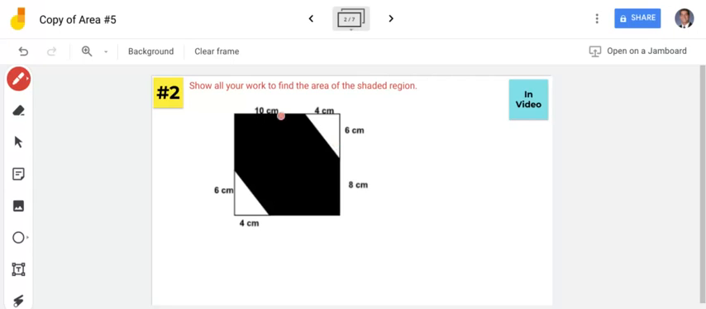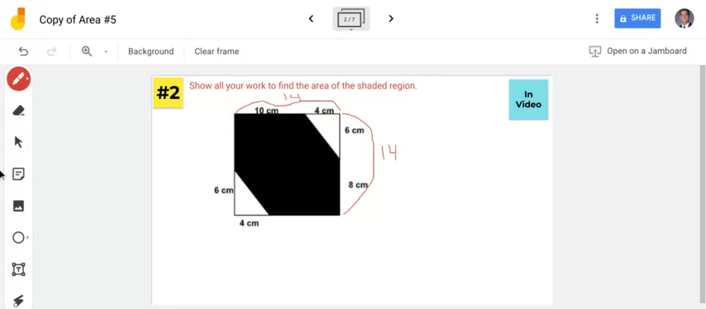Number 2, find the area of the shaded region. So I want this shaded region right here. First, how far is it from here all the way to here? From here to here is 10, and from here to here is 4. So this entire side must be 14, right? 10 plus 4 is 14. Also, from here to here, if it is 6 and then 8 more, that is also 14. So it looks like this is a 14 by 14 square, right? Every side is 14.